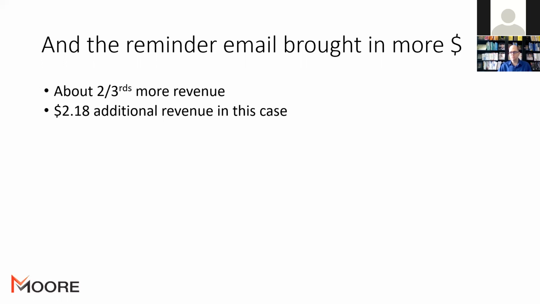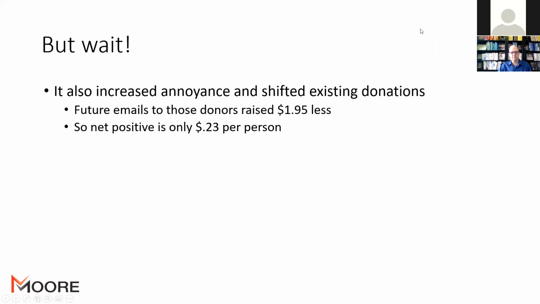Except that this is about unintended consequences. So they did an experiment that would be great if we can all do as we're doing these types of cadence experiments. They looked at the long-term impact, and they found that people who donated had increased annoyance from the reminder. They found that future emails to that donor cohort who got the second email raised $1.95 less over the next year. So the reminder email raised an additional $2.18, but it lowered donations among people who received it by $1.95 later in that year. So the net positive was only 23 cents per person. Well, that's not bad. You would still take 23 cents per person.